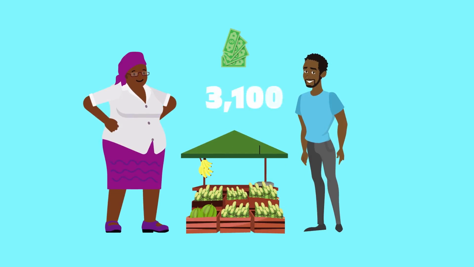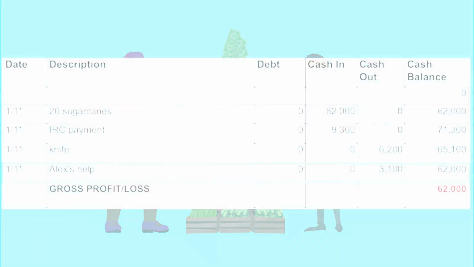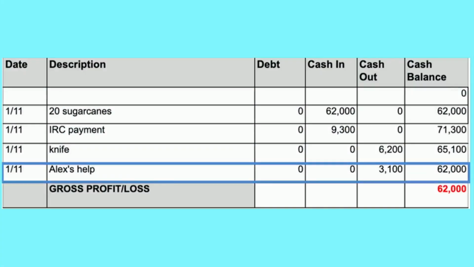Paying my friend to help me out in the market for a day is also an expenditure. I pay him 3,100 Ugandan shillings. I also record that as expenditure or cash out. Now, my cash balance is 65,100 minus 3,100 is equal to 62,000 Ugandan shillings.